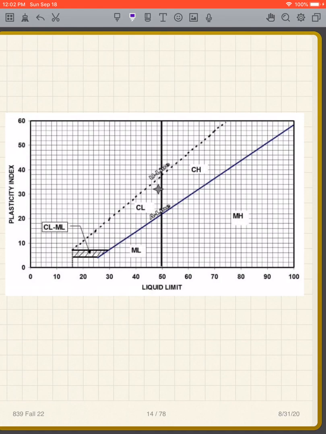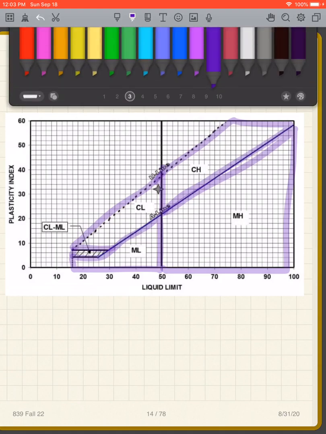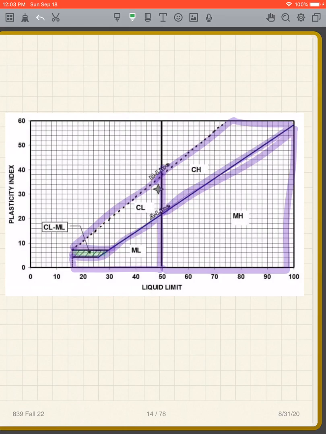If you have a fine-grained soil, then this chart will tell you where you are at based on the regions. These are the regions. You have 5 regions here, and there's the last little region. You have the liquid limit, you have the plasticity index, so you take your liquid limit and plasticity index and plot it on this chart to see where you're at.